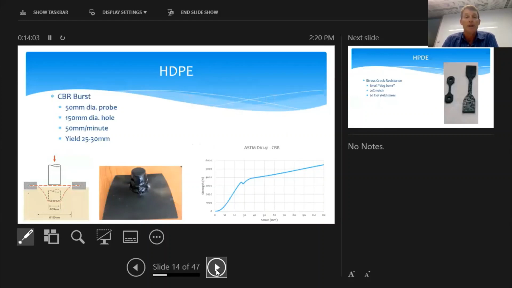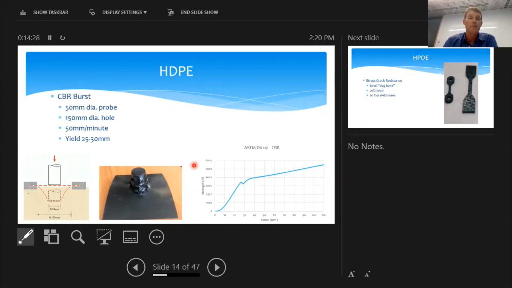When we look at CBR Burst, it's a 50 millimeter probe. The geomembrane, the geotextile, is clamped in a 150 millimeter hole, and the strain rate is 50 millimeters per minute, and yield occurs at around 25 to 30 millimeters depth into the material. Again, you have the strain hardening that occurs after that, before puncture occurs.